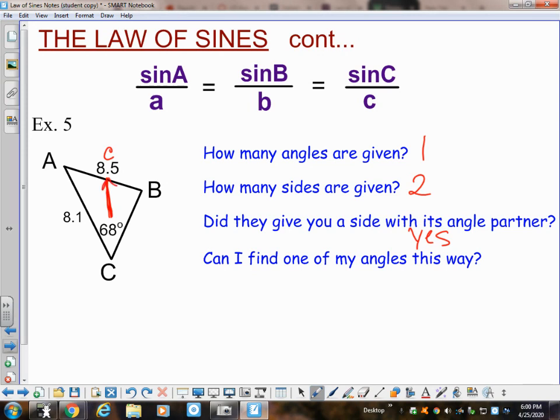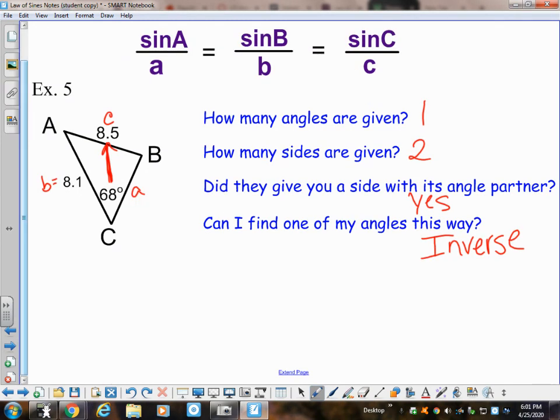And then it says, can I find one of my angles this way? Well, I don't know. What do you think? Do you remember inverse? Well, I bet you we're going to use inverse to help us find this. So let me label the rest of what I have here. Okay, so let's take a look. How would I set this up? Of course, I start with my ratio that I have, my C's. So sine of angle C, which is 68 degrees over 8.5.